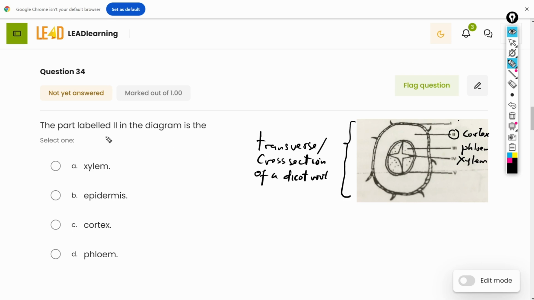Now, the question is asking us the structure labeled 2. So the structure labeled 2 is the cortex. This very large region here is the cortex. So that's option C as our answer. It is important that you note the transverse section of a dicot root and that of a monocot root. Understanding the difference between them would go a long way in helping you answer questions of this nature.